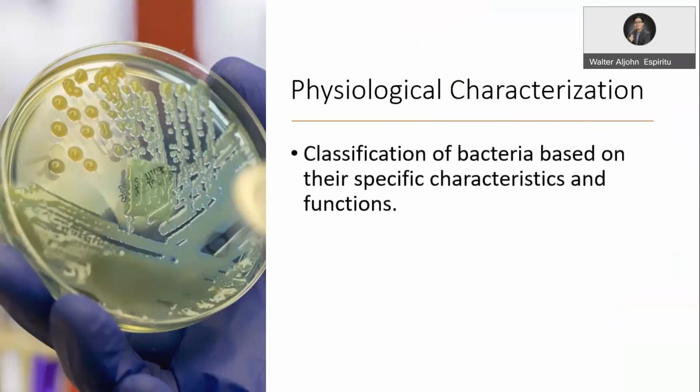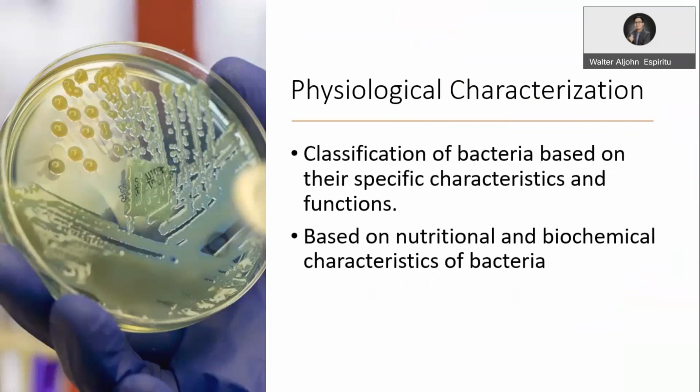When we say physiological characterization, it is the classification of bacteria based on certain specific characteristics as well as functions. So you will be assessing the unknown bacteria based on its nutritional and biochemical characteristics. Are they able to utilize certain substances that are provided in the media? With this experiment, you will assess what specific substances your bacteria can metabolize or use up for their growth and development.